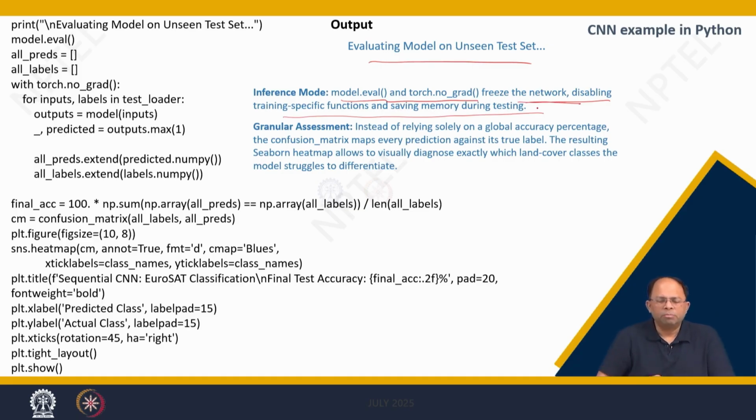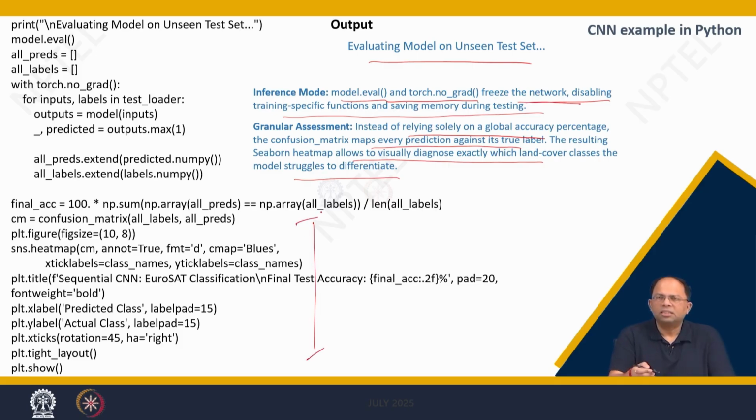So this is not that important, but we are doing granular assessment, which is, instead of relying solely on global accuracy percentage, the confusion matrix maps every prediction against its true label. The resulting Seaborn heatmap allows us to visually diagnose exactly which land cover classes the model struggles to differentiate. So first we are predicting. Once we are predicting, we are storing the results, and that means we are also checking how correct the predictions are, right? So we are creating a heat map, which is done in this particular code.